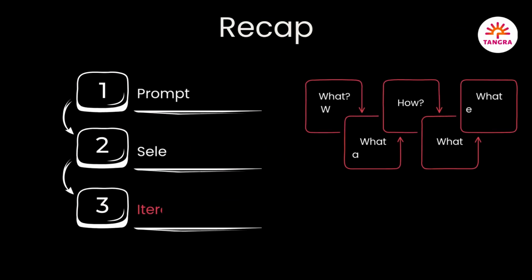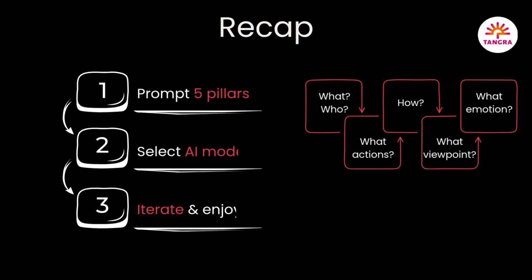To recap, create your prompts using the 5 pillars: subject, scenes, style, tone, and point of view. Select the AI model, upload images if needed, and set up video length, aspect ratio, and so on. Then tweak the prompt or settings and try again until you're happy with the result.